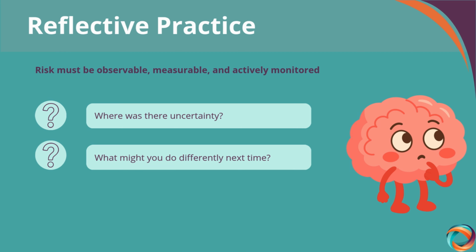As you reflect on this module, consider your own experiences supporting transitions. Think about a time when there was uncertainty during a transition process. Where were the gaps in communication, role clarity, or follow-up planning? What indicators of risk may have been missed, unclear, or difficult to measure? And most importantly, what might you approach differently next time? Reflective practice strengthens our ability to continuously improve transition planning and provide safer, more responsive care.